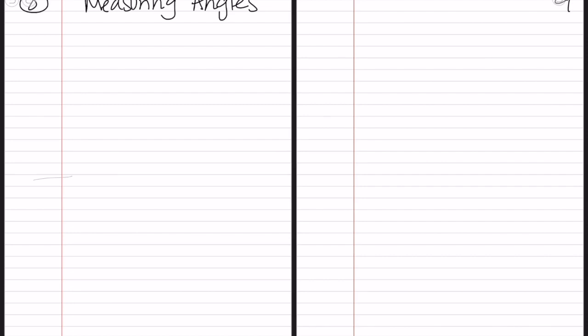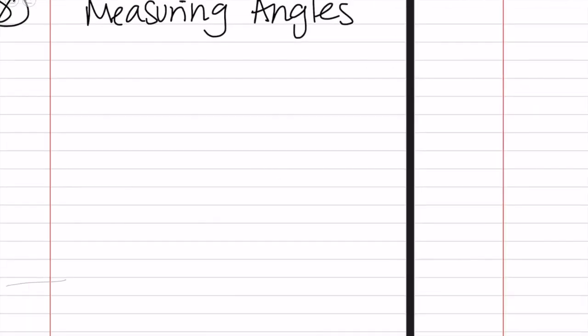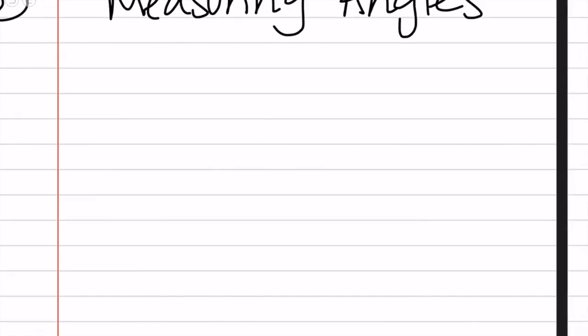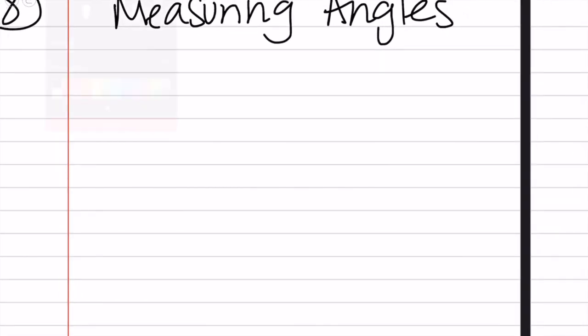Hey everybody, so we're going to be talking about measuring angles today. It is going to take up both of the pages that you see here, and I'm going to be using a lot of colors. I'm highly recommending it. We're going to be talking about angle parts, the types of angles, postulates, and bisecting lines.